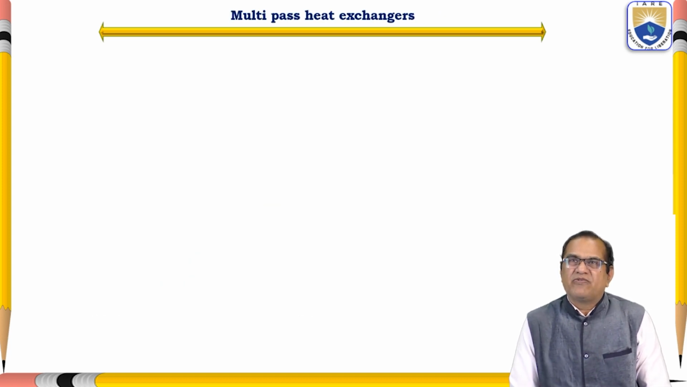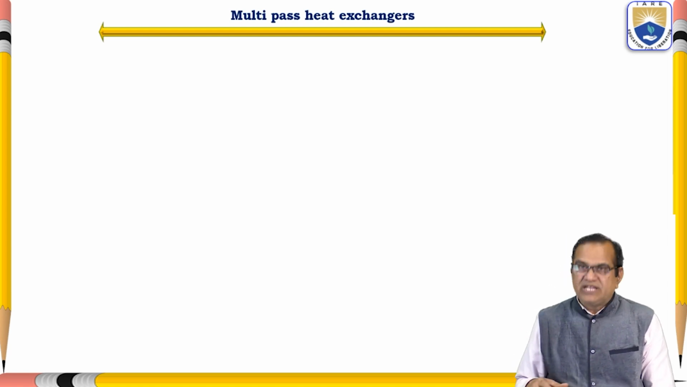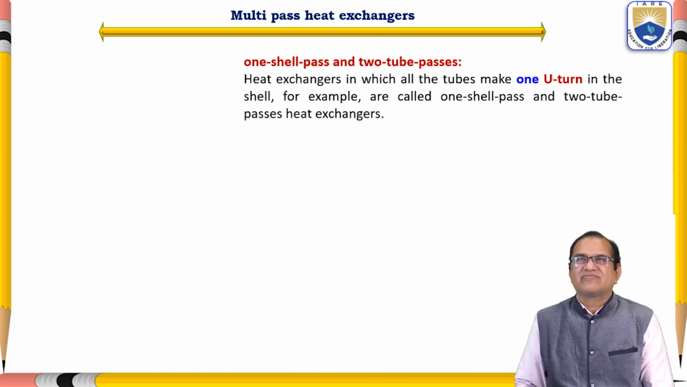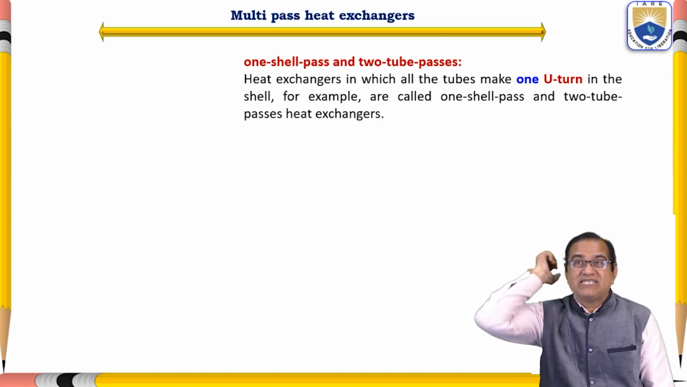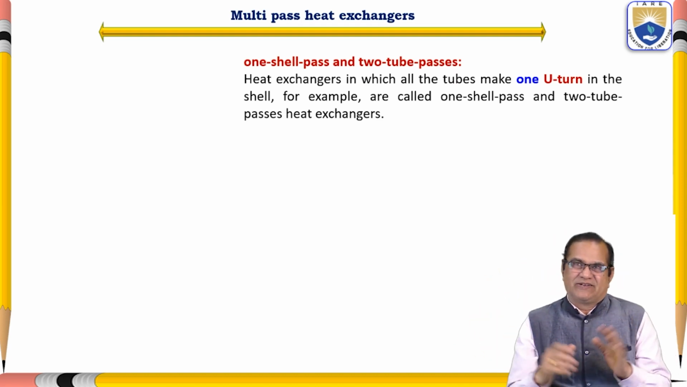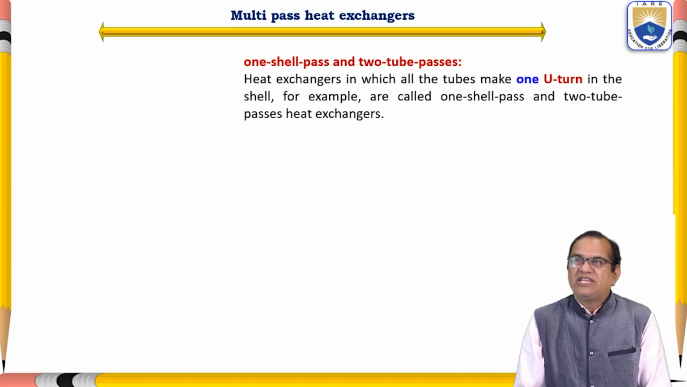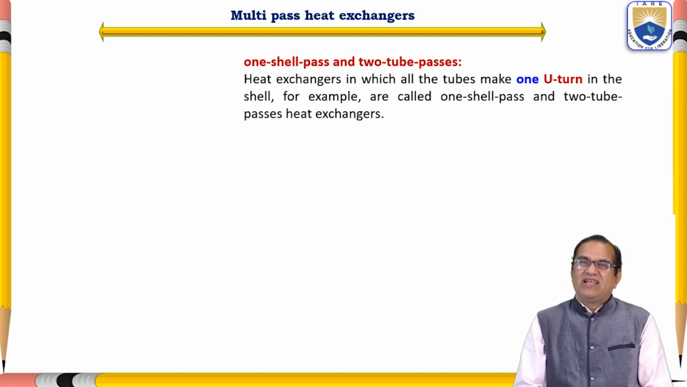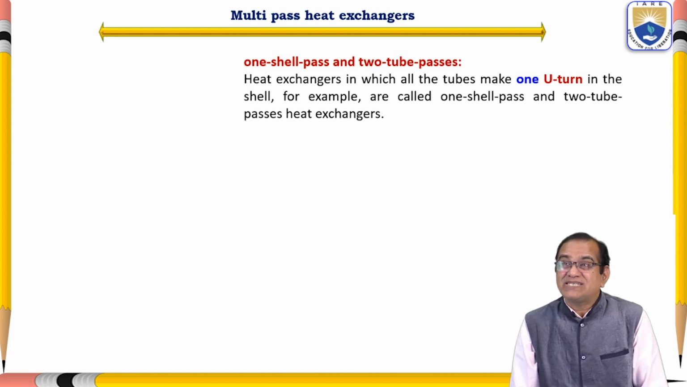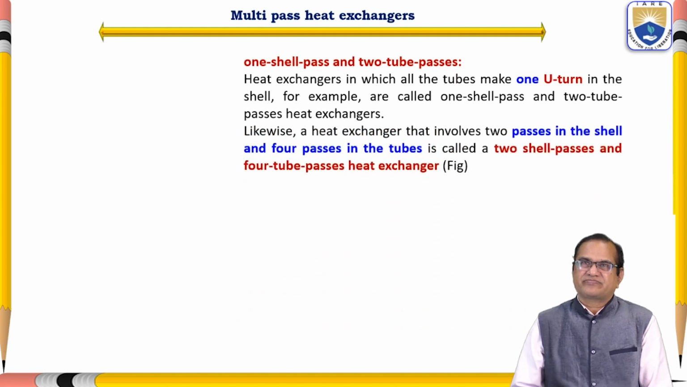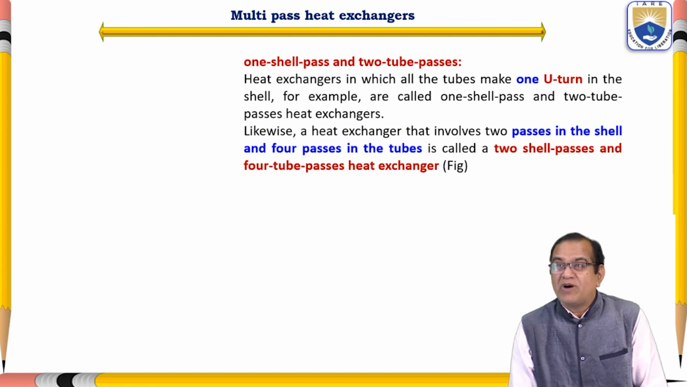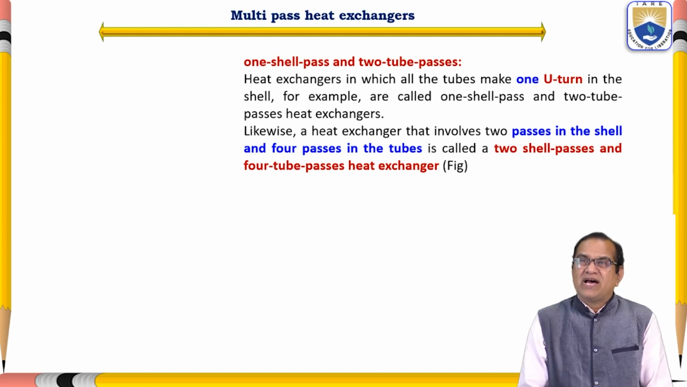Now I will discuss another type of heat exchanger, called the multi-pass heat exchanger. In this we will see one shell pass and two tube passes. Heat exchangers in which all the tubes make one U-turn in the shell, for example, are called one shell pass and two tube pass heat exchangers. Likewise, a heat exchanger that involves two passes in the shell and four passes in the tube is called a two shell pass and four tube pass heat exchanger.